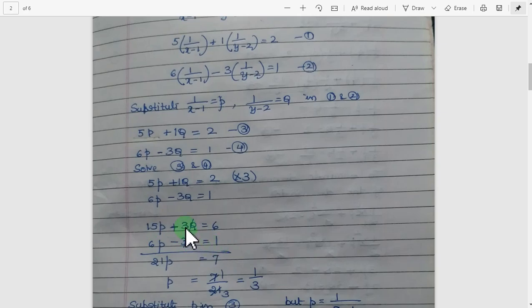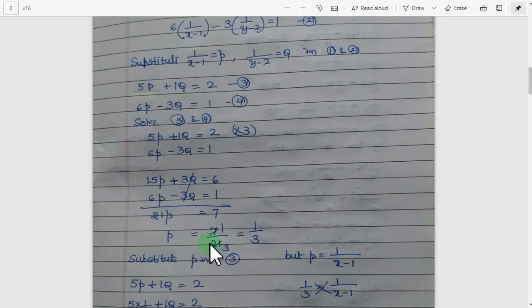See children, here the coefficients are equated, and the signs are also opposite, one is plus, one is minus. So you don't have to change the sign. As it is, you can directly cancel. If you are not changing the sign here, you don't have to change the sign of these two terms also. So both contain plus sign, 21p is equal to 7, p is equal to 7 by 21. So p value is 1 by 3.